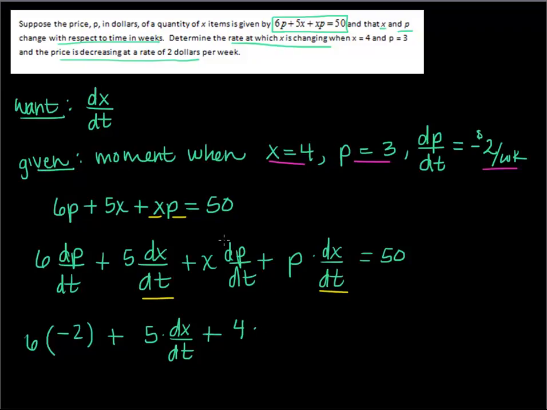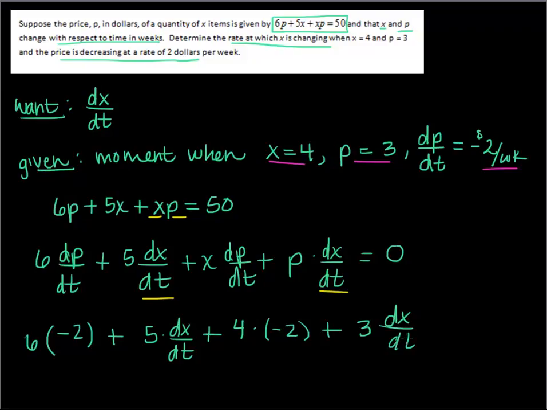So 4 times, what's dp/dt again? Negative 2. What is p? That is 3. Oh, people, I bet you're yelling at the computer right now. This is 0. How does that 50 change with respect to time? It does not. It does not change with respect to time. It's constant. It does not care what time is doing. All right, and then the dx/dt here.